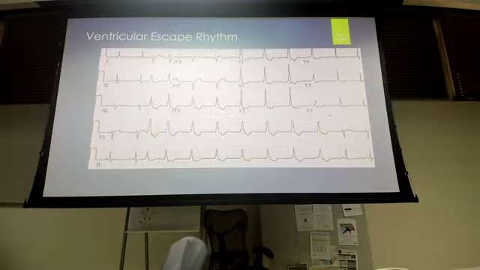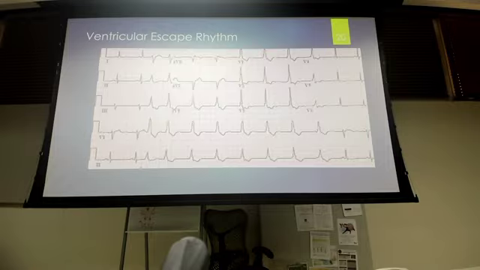Here we have a ventricular escape rhythm. So look at our first two beats in this bottom rhythm strip. P, QRS, we have a flat T. Maybe that's the problem. Okay, but we have a P, we have a QRS. Does everybody agree that they see a P and a QRS here and a P and a QRS here?